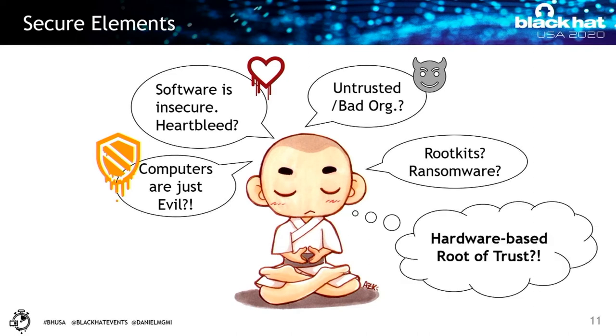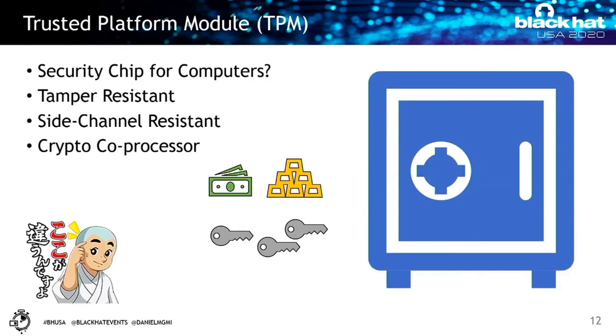So the idea is we need something like a hardware base of root of trust, and we have designed things like the trusted platform module. A trusted platform module is a secure element that is a standard, and it has to support a standard set of functionality. The other promise of this trusted platform module is that it defines a security chip that needs to be secure even against some of the physical attacks, like tampering and side channel attacks.